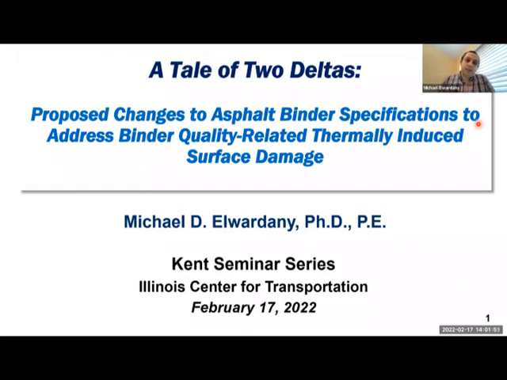I'm going to talk about a tale of two deltas. By two deltas, I mean delta Tc and delta Tf. Those are two binder parameters. And the presentation is about proposed changes to asphalt binder specifications in order to address binder quality related thermally induced surface damage.